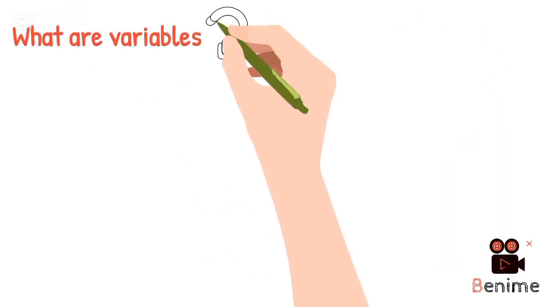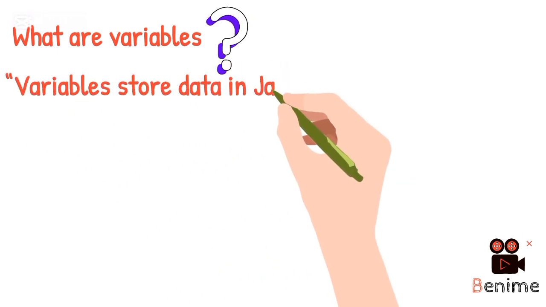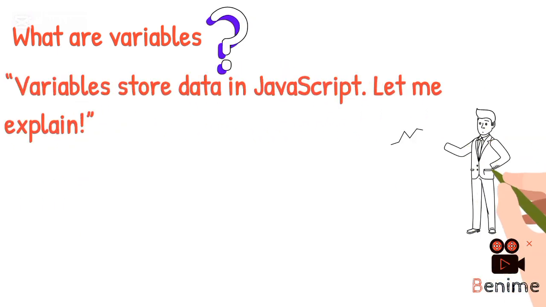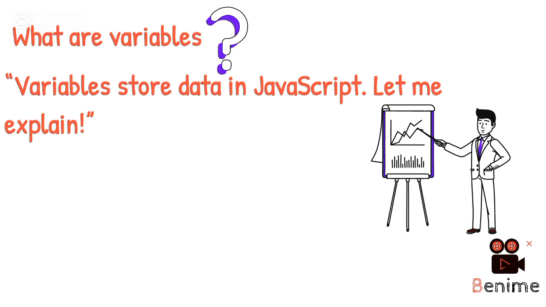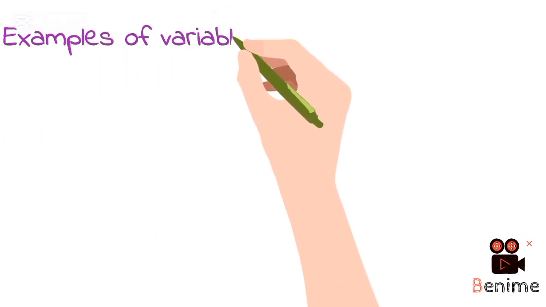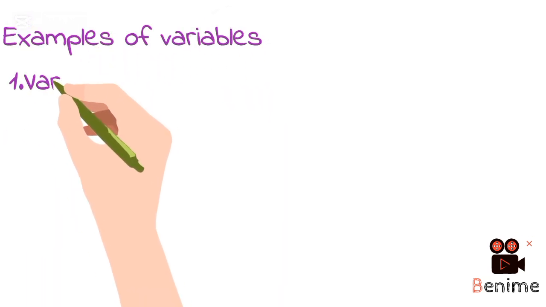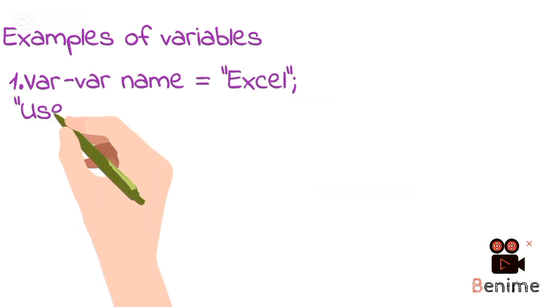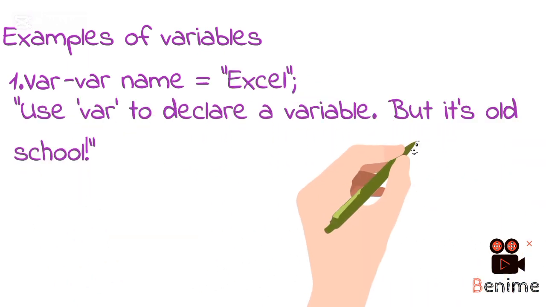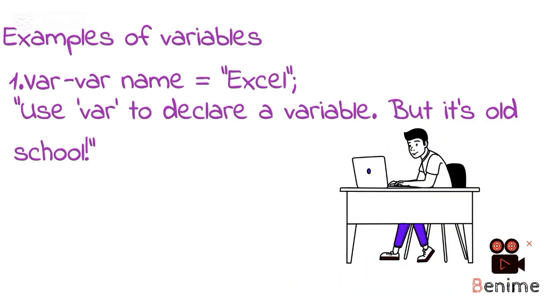So what are variables? Variables in JavaScript are simply used to store data. Let me explain by using some examples. The first variable is var. It is used to declare a variable, but it's old school. We don't really use it anymore in coding.